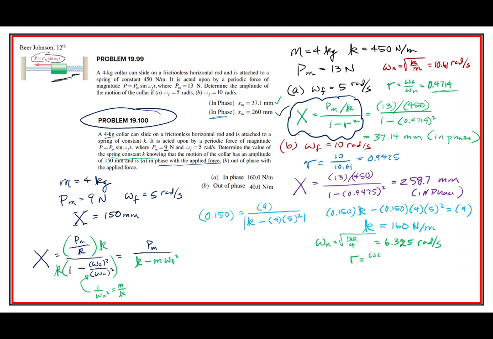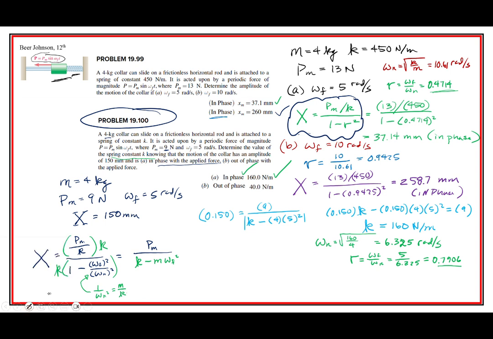And so then when you go to find the R for this, you're going to have omega F over omega N. Yep. And so that's going to be 5 over 6.325. So you get pretty much 0.7906. And because that's less than 1, that's on the left-hand side, and therefore it's in phase. So we got it correct in both accounts.